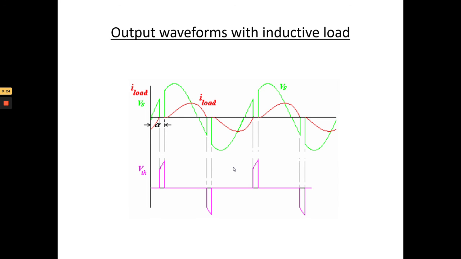Now we'll see the waveform when the load is inductive. These are the waveforms of output voltage across load and current flowing through the load when the load is inductive. The green line is output voltage and the red waveform is current.